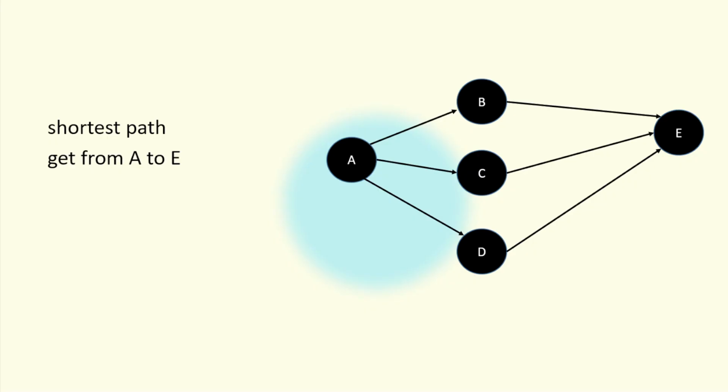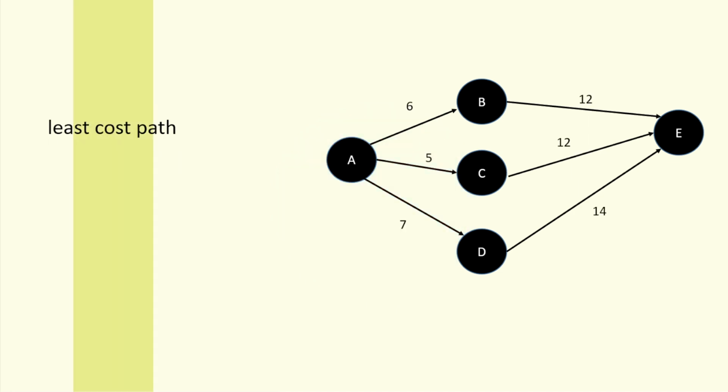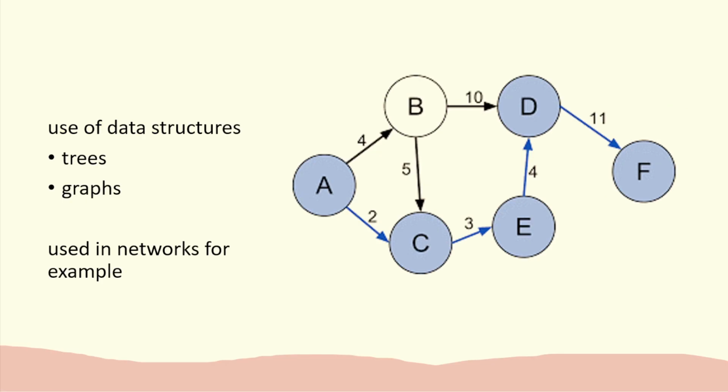Other examples, here we want to go from A to E. We have B, C or D options. How might we work out which is the best route? Well, if we have distance or cost, then we can use the least cost path from A to E. And we can see this when we use the graph data structure. So this is an example of how we might model a network, for example, and how we might move packets around a network.